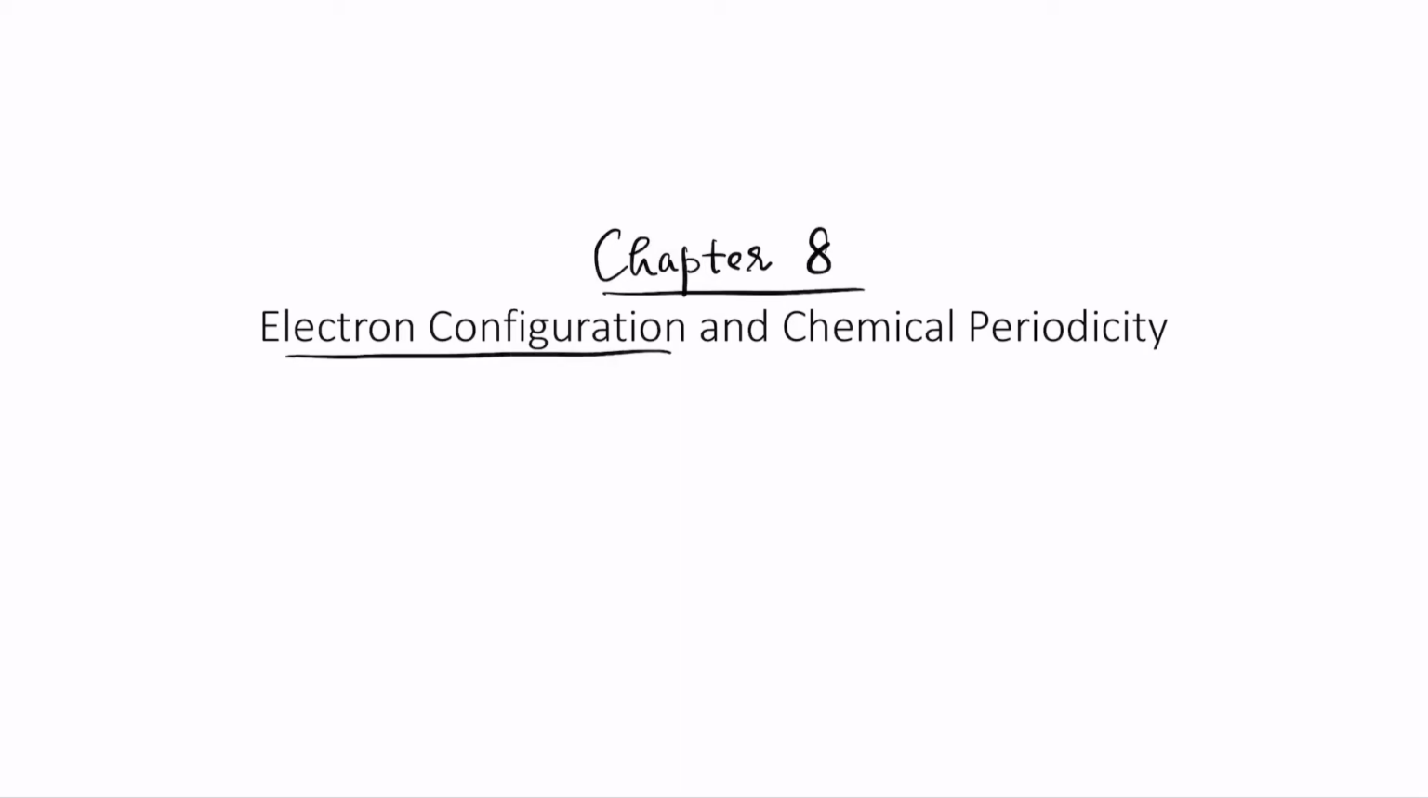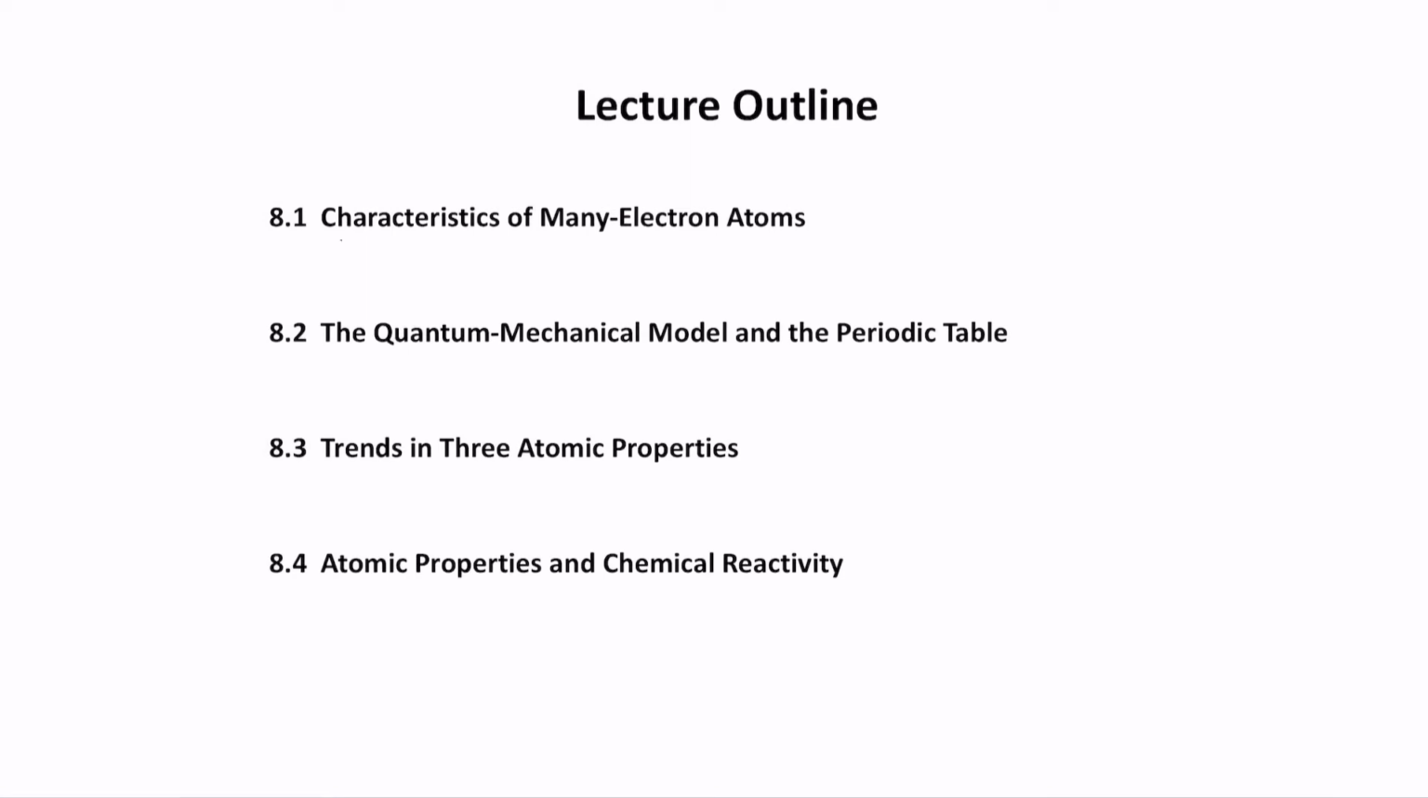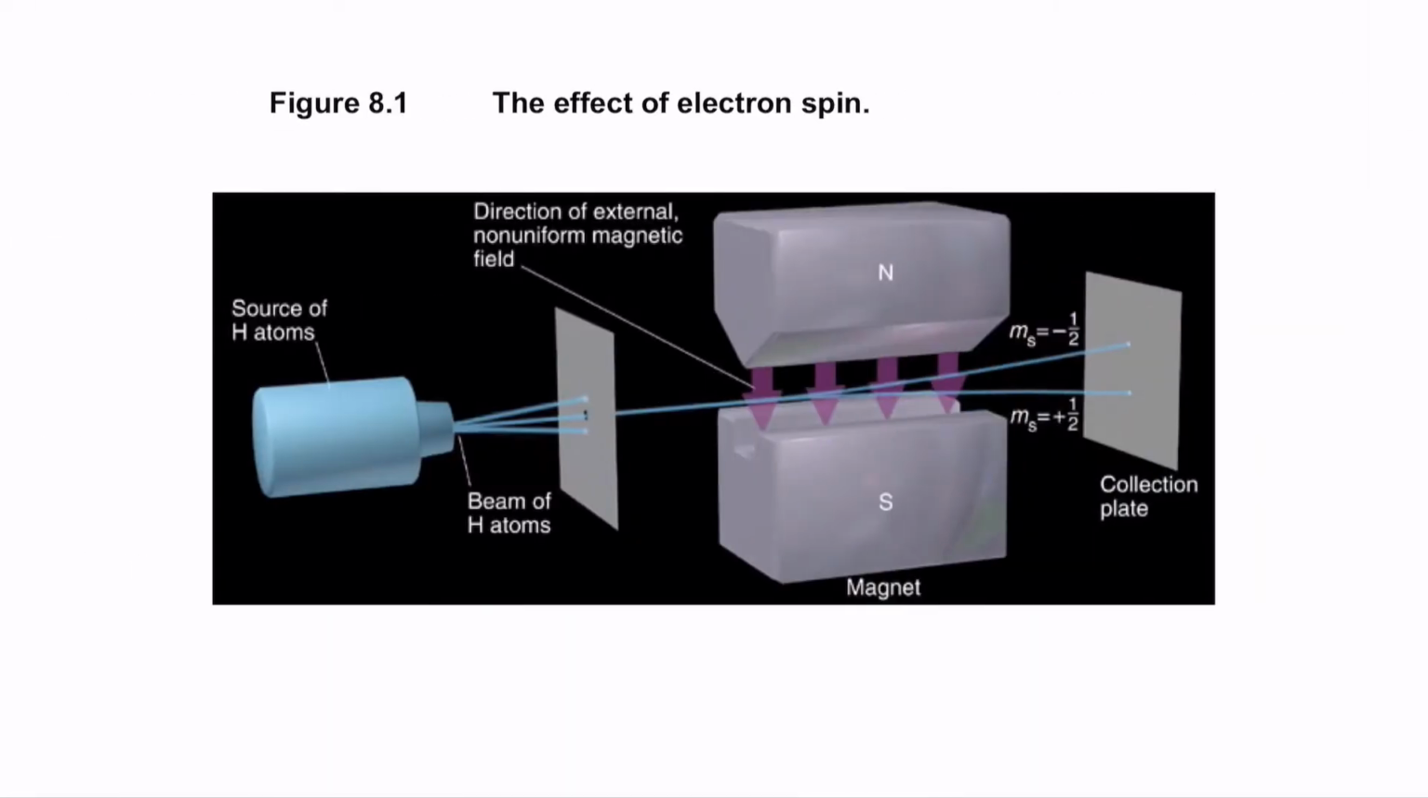So in this lecture, this chapter is electronic configuration and chemical periodicity. In this lecture, we'll talk about the characteristics of many electron atoms, the quantum mechanical model and the periodic table, the trends in the atomic properties, the three main atomic properties and the chemical reactivity. The one quantum number that we did not discuss in the last chapter was the spin quantum number.